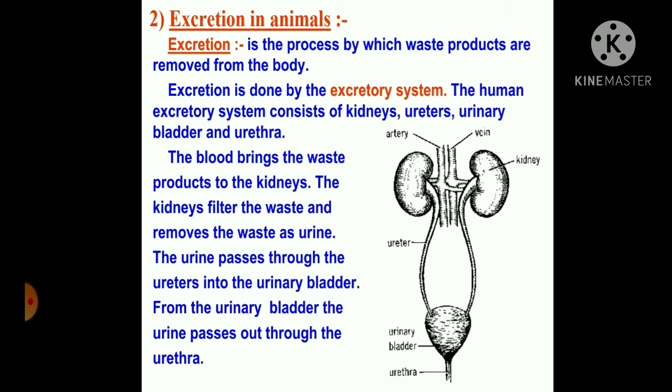Now let's learn excretion in animals. Excretion is the process by which waste products are removed from the body. Excretion is done by excretory systems. The human excretory system consists of kidneys, ureters, urinary bladder, and urethra. The blood brings the waste products to the kidneys, and the kidneys filter the waste and then remove the waste as urine. The urine passes through the ureters into the urinary bladder. From the urinary bladder, the urine passes out through the urethra.